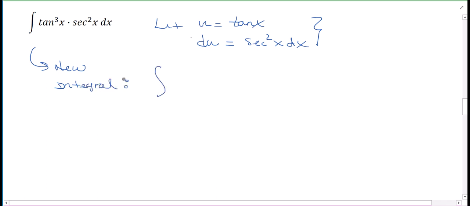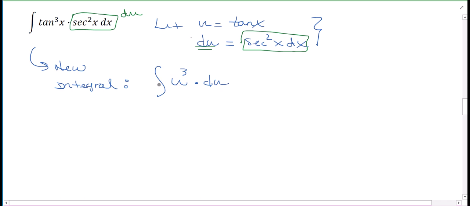in terms of u? So the integral is going to be tangent to the third x. So tangent is u, so this is going to be u to the third times, and my secant square x dx, that's over here, secant square x dx. So that whole thing is du. So it's just going to be u to the third times du. And notice that now this is a much simpler integral to do. This is u to the fourth over 4 plus c. Are we done? No. You have to go back to x's. Back to whatever the original variable is.